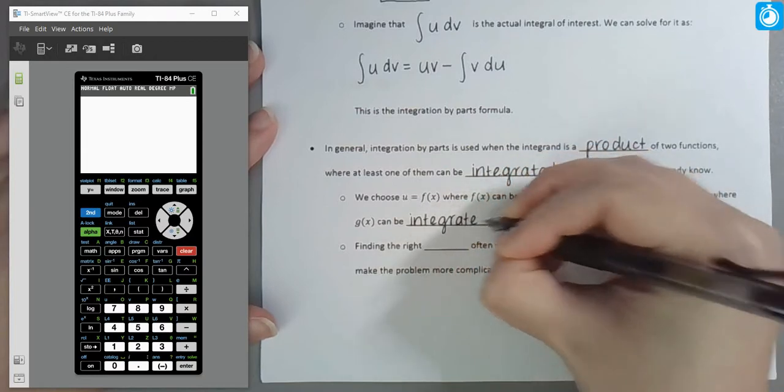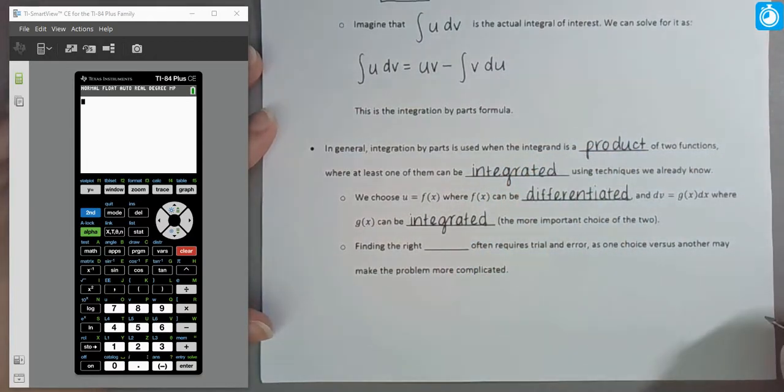And this ultimately is going to be the more important choice of the two. So we have to find a function that can be integrated as a standalone function, and integrated in such a way that it's not going to become overly complicated when we integrate it. Now, this is one of those techniques that definitely just takes some practice.